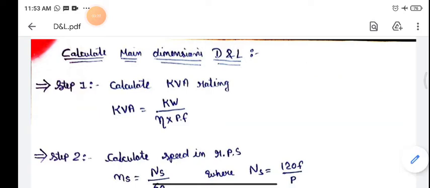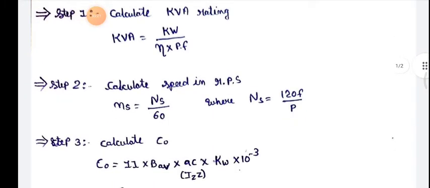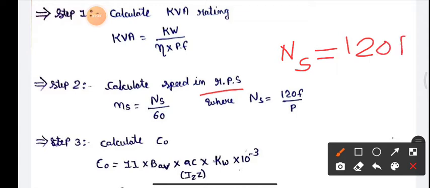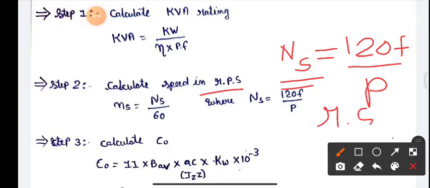Then in step number 2 we need to calculate the speed, but the catch here is that we need to find it in RPS. The synchronous speed will be given, or if it is not given you will be provided with the frequency and the number of poles, so we will have the synchronous speed. The synchronous speed is in RPM, but we require the speed in RPS.